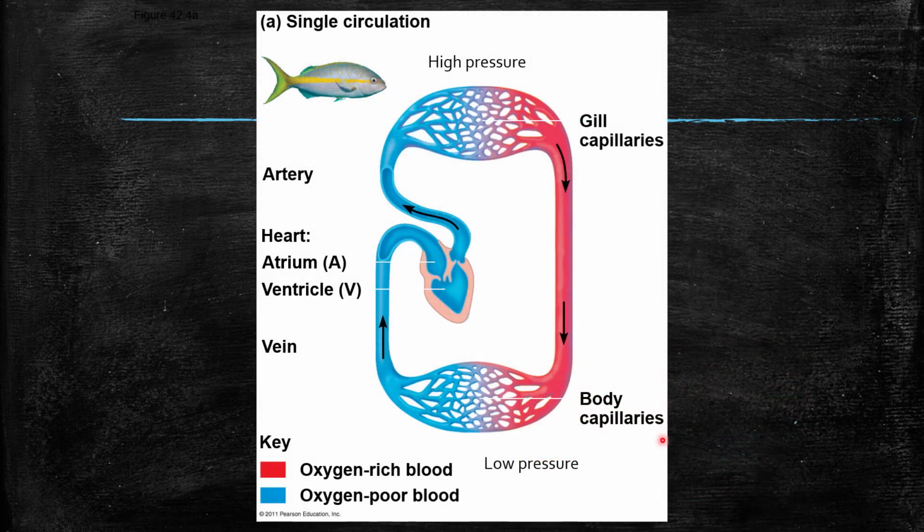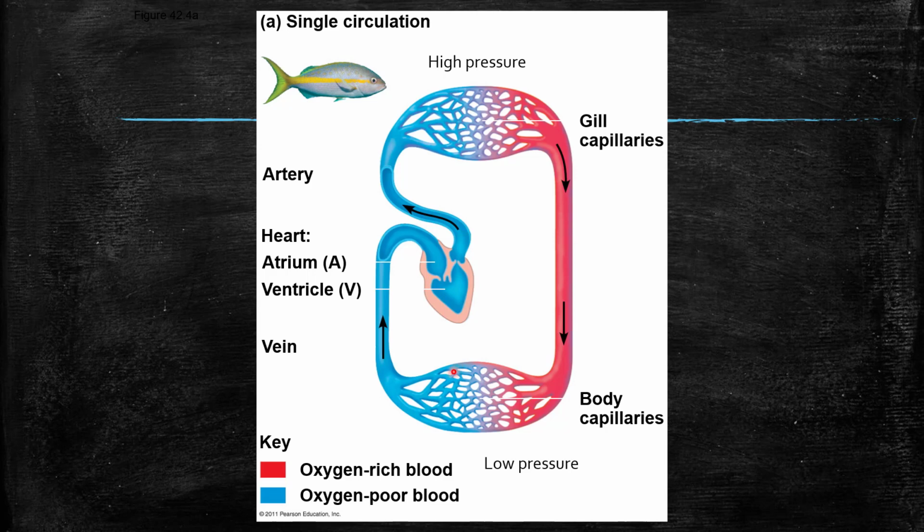So now what I want to do is talk about closed systems entirely, and we're going to talk about different types of systems. So for this video, we will begin with the fish. A fish has single circulation. What that means is it's pumped one time as it makes its way around the body. So let's have a look at how this works.